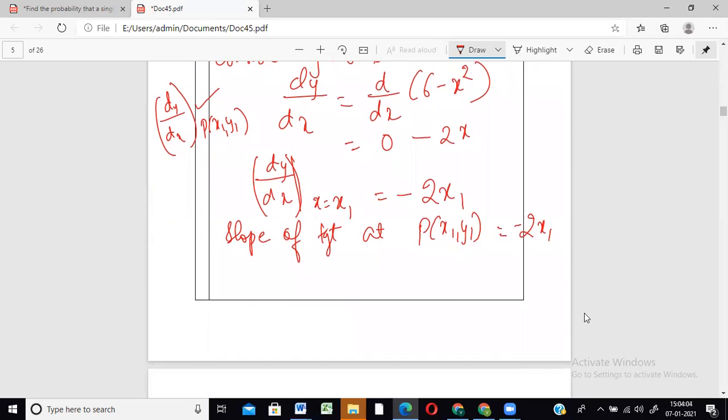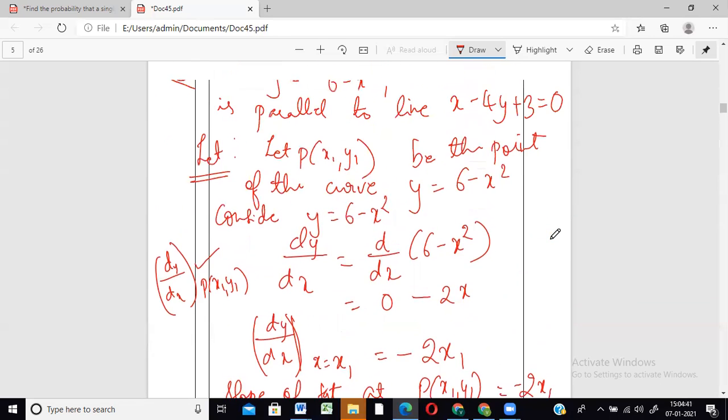Now finding out the slope of normal as well. We cannot find the equation of tangent right now, because we don't have the value of x1. What did we do in the previous sum? After finding out the slope, we wrote the equation of tangent. But to write the equation of tangent, the slope has to be a proper number. But here it is only in terms of x1. So for finding this value, some additional information is given to us.